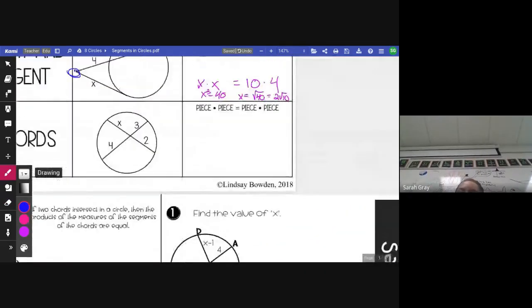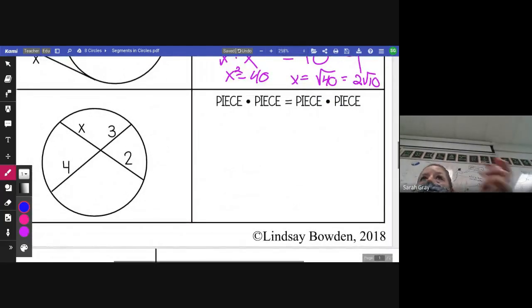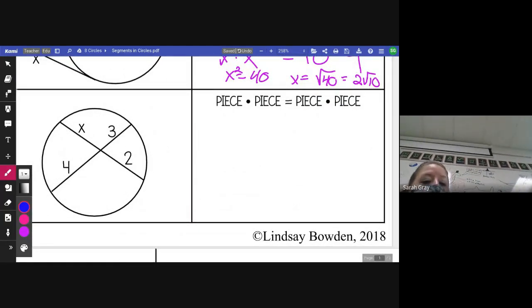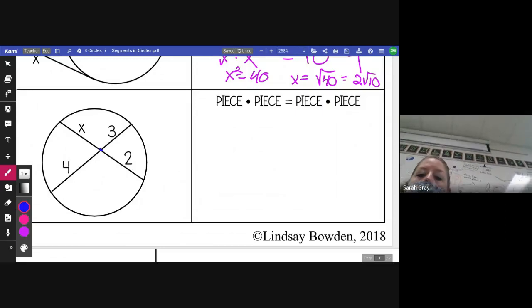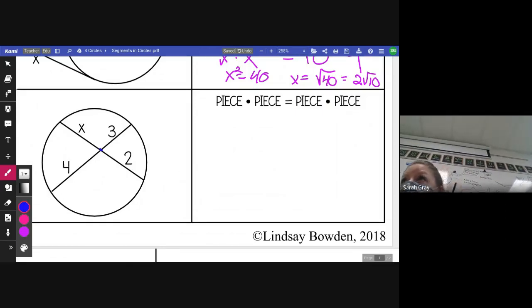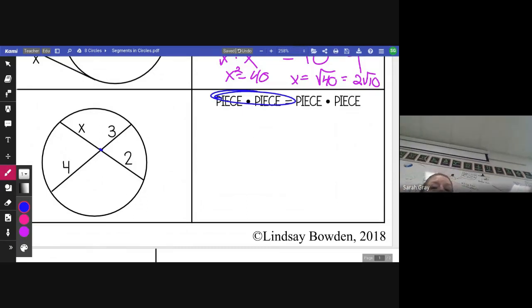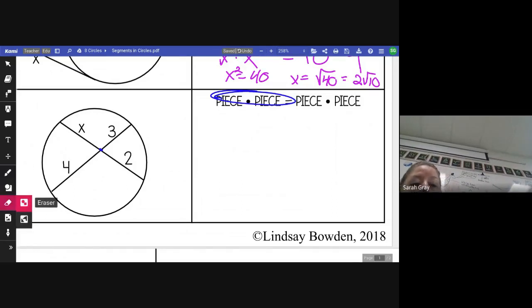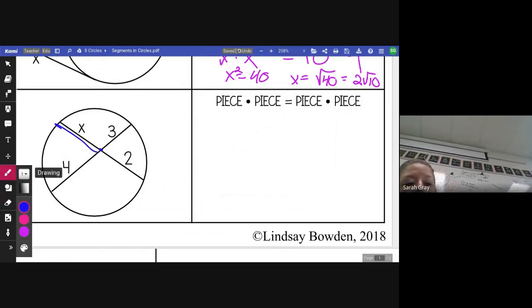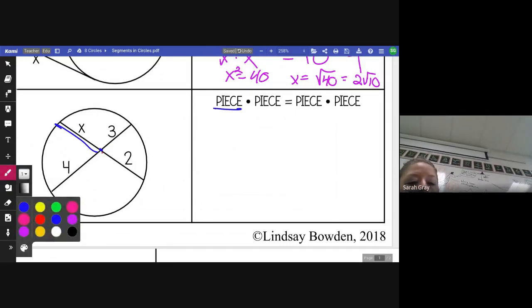The next one, back up to the top page, has an inside intersection point. When we have two chords that intersect inside, the formula is piece times piece equals piece times piece. Now, just like before, the two pieces on either side of the equals have to be from the same line. So we do the x with the 2, those two go together on one side. 4 and 3 would go together on the other side.